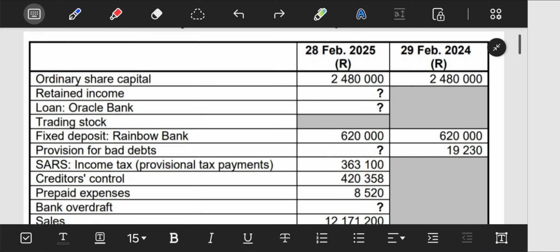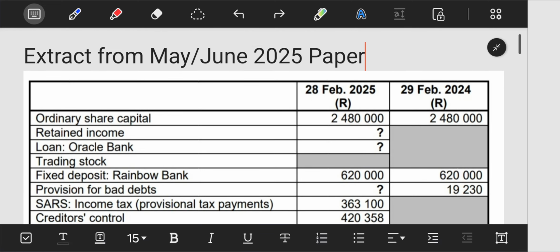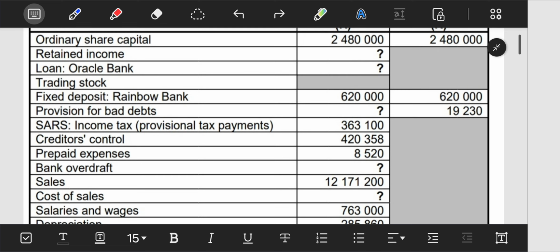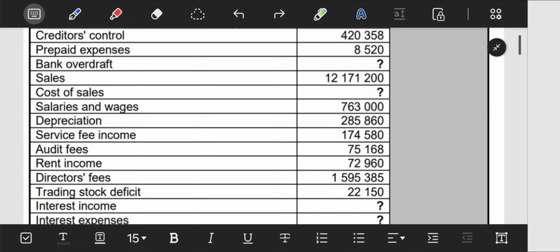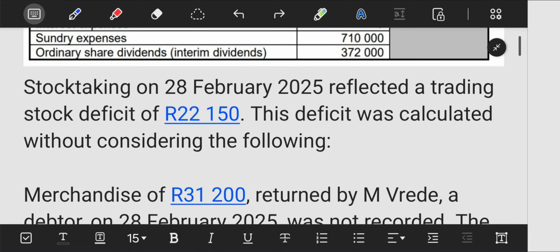It's me again. We are going to do trading stock deficit and rent income adjustment as per request. Right, I've extracted this from the May-June 2025 paper. Let's start with trading stock. We're not given anything. Okay, let's go to the information.